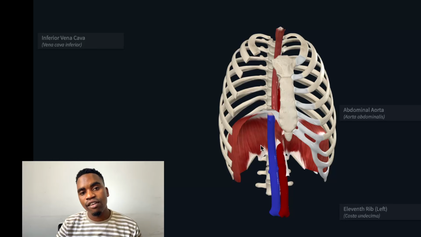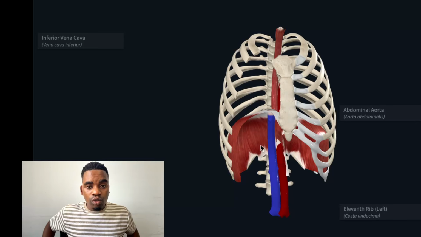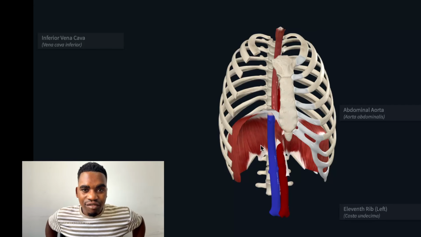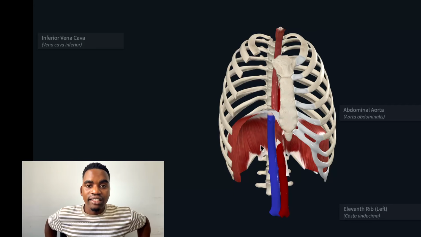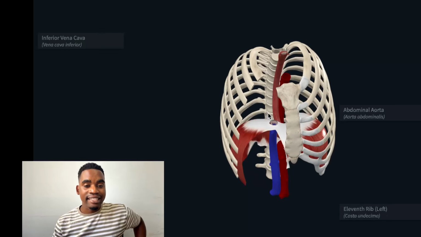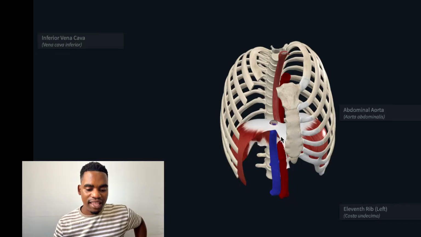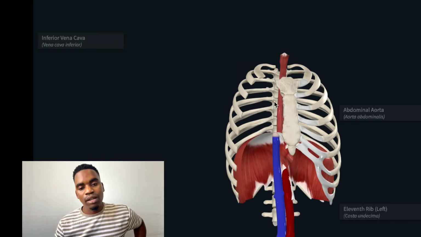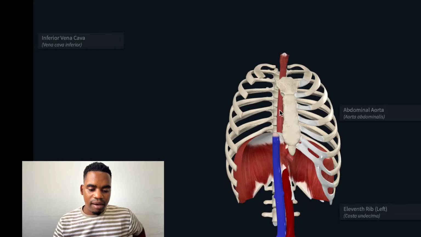But you can also have unilateral damage, or unilateral paralysis of a phrenic nerve, for example on the right side, and the left side is not affected. In this case, you have unilateral hemiparalysis of the diaphragm, but you can also have bilateral damage.